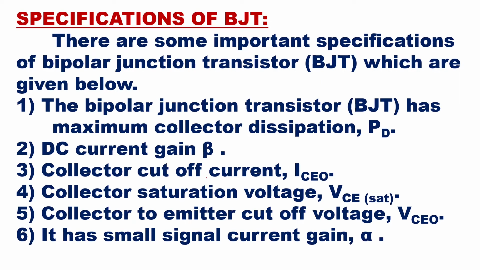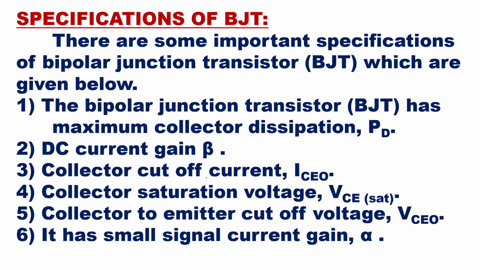Then if you come to see specifications of BJT, there are some important specification points out of which you can see the ratings of BJT. Some of the important specifications are given here. Number one, the bipolar junction transistor BJT has a maximum collector dissipation power PD. Second is the DC current gain beta. Third is a collector cutoff current ICEO. Fourth is a collector saturation voltage VCE sat. Fifth is a collector to emitter cutoff voltage VCEO.